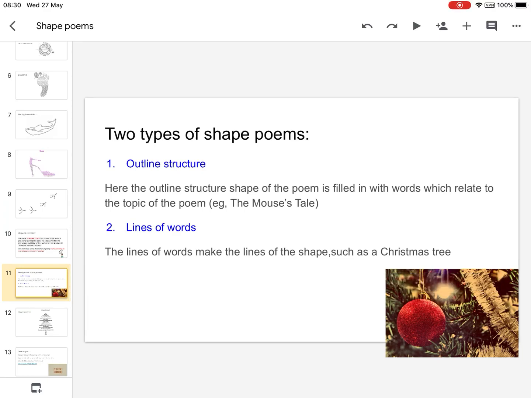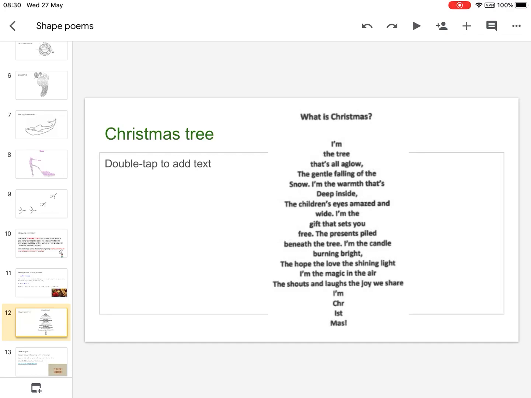There are two types of shape poems, if you stop to think about it. One, outline structure, and two, lines of words. In an outline structure poem, the outline shape is filled in with words which relate to the topic of the poem, and the mouse's tail fits this type of structure. In the second type of shape poem, the lines of words make the lines of the shape, and these are probably easier to write, and children write these. So, for example, this is one about a Christmas tree. The lines make the shape.